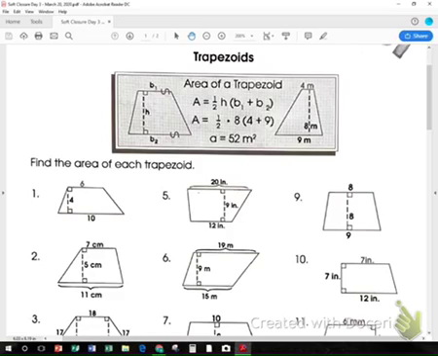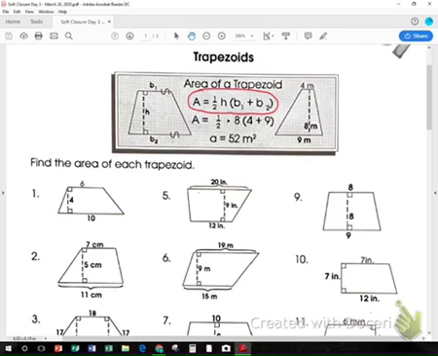It's not hard, and if you look close, up here are the formulas, or the formula for finding the area of the trapezoid. So I'm going to circle this baby in red even. So that right there is the formula to find the area of a trapezoid.